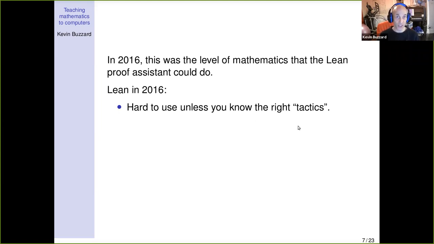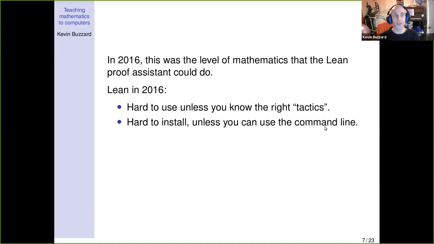And it was also very hard to use, because you have to learn a new language. And this isn't some standard language like C or Java. You had to learn a new language, this language Lean. And it was also very hard to install, because mathematicians are not often experts with computers.